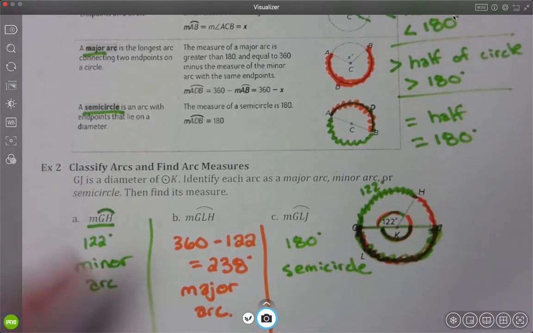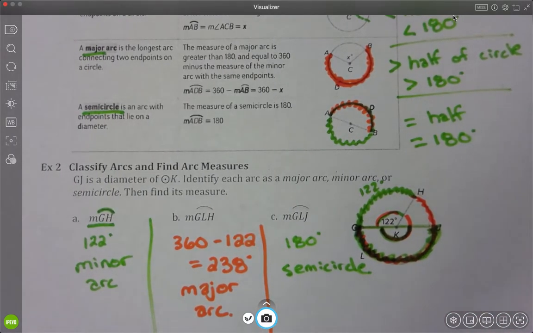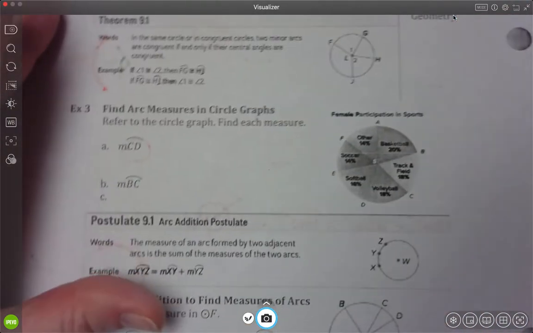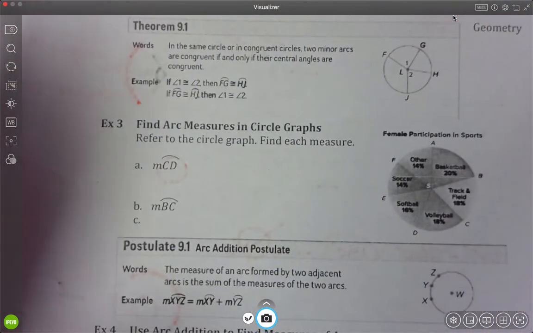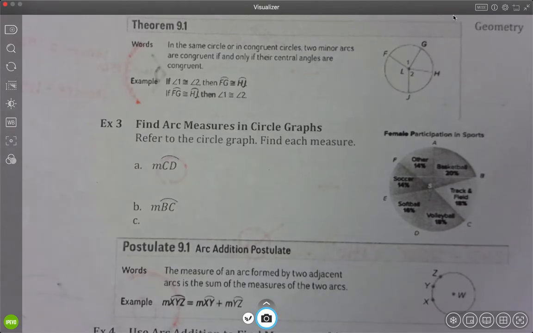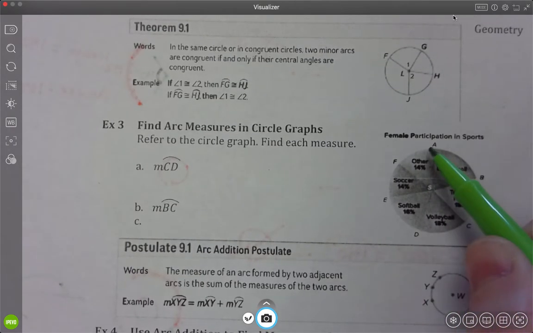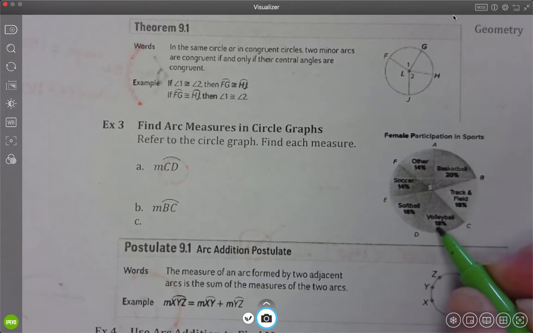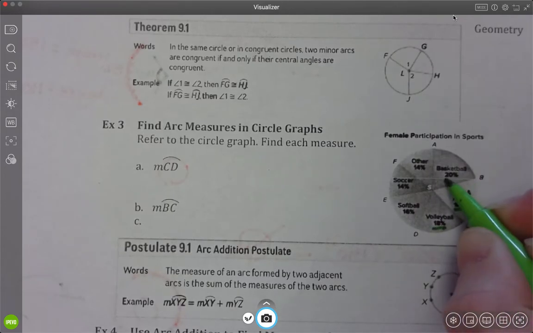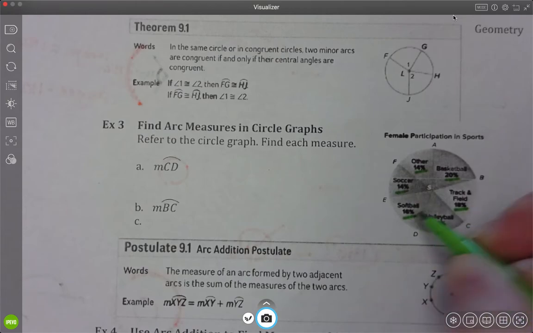Okay, so we have an example of each one of those, what those kind of look like. Okay, let's go to the back side. Now, they're going to try to confuse you a little bit, but don't let them do this. This is a pie graph, okay, and they're labeling things in percentages rather than labeling them in degrees, okay? So this is 18%, 18%, 20%, 14, 14, and 16%.